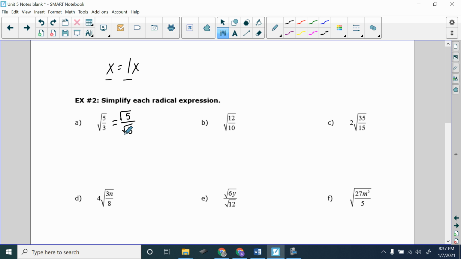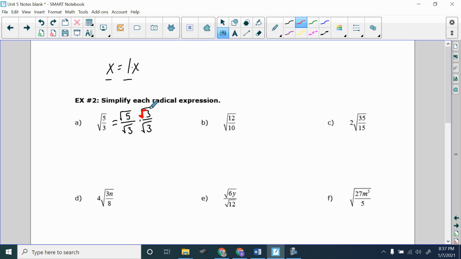The left is x, the right is x. So multiplying something by 1 won't change its value. So I need to keep the value but change its look. So I need to multiply by 1. What version of 1 will get rid of this denominator? The version is the denominator over itself.